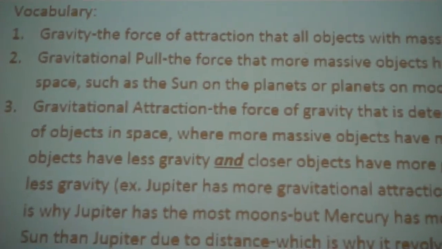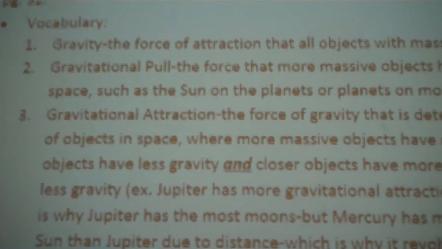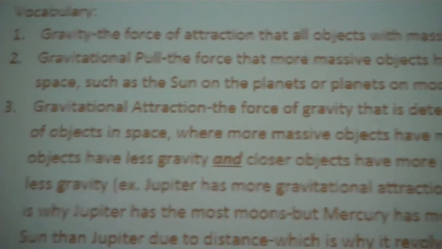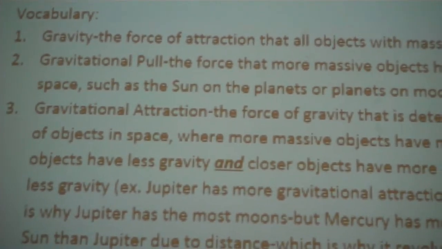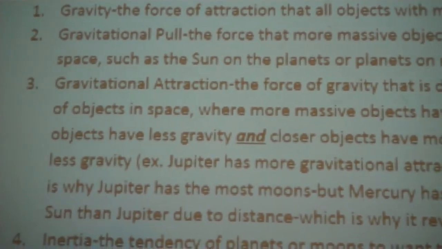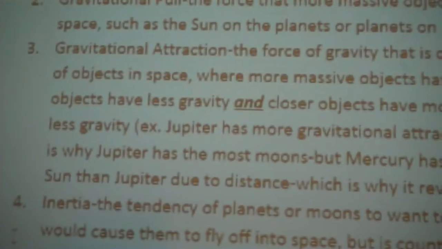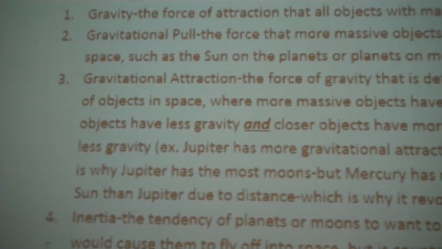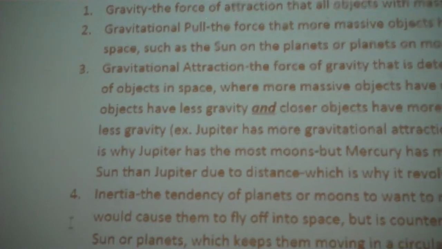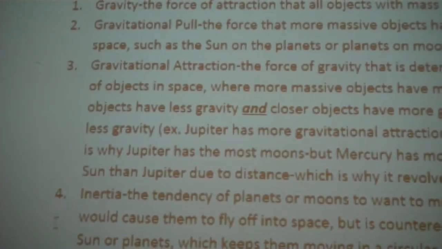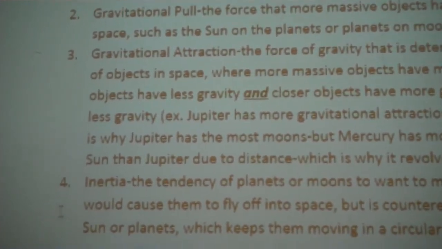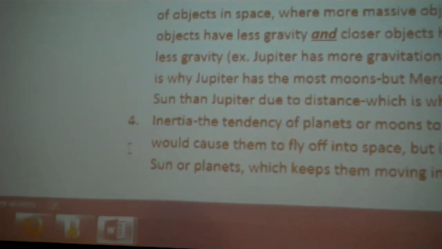So you just need to keep in mind that gravitational attraction is affected by more massive objects having more gravity than less massive objects, and closer objects have more gravitational attraction than further away objects. So that's why we gave you the example of Jupiter and Mercury. So just remember, bigger objects have more gravity, smaller objects have less gravity. The closer the objects are in space, there's more gravitational attraction, and the further away they are in space, there is less gravitational attraction. And then number 4 is inertia.